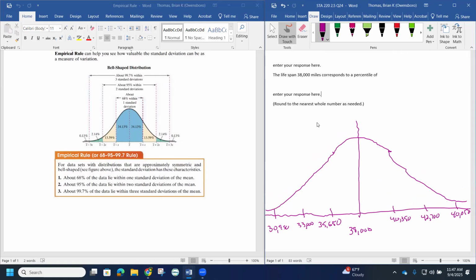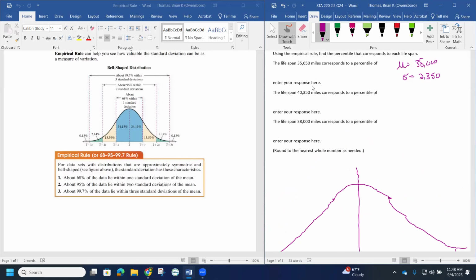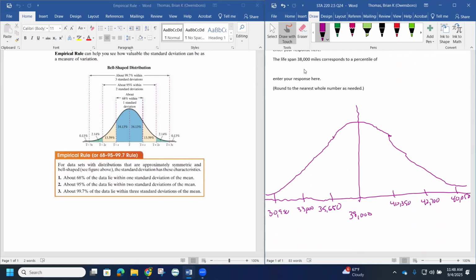Now our question is, we're talking about percentiles. Our first one says, what percent of our tires have a lifespan of 35,650? So let's say 35,650 would be here. Percentile, what they're talking about is the area to the left of this. So they want to know what percentage of our tires get up to 35,650. Now notice that 34% of your data is over here, and 50% of your data is left of the mean.